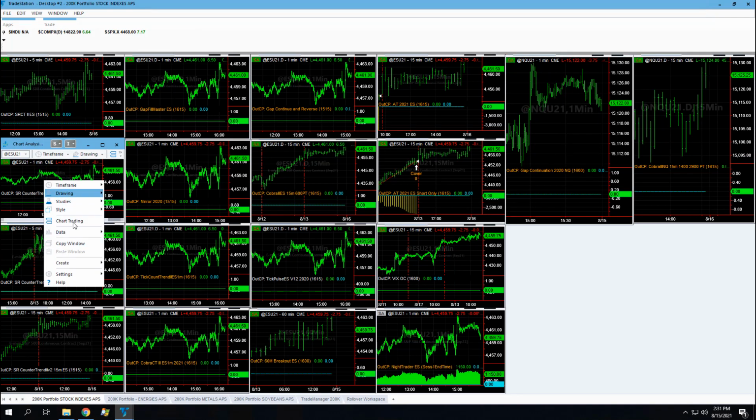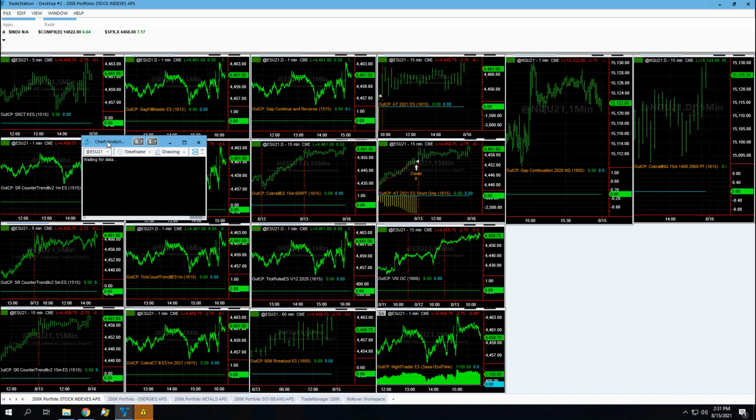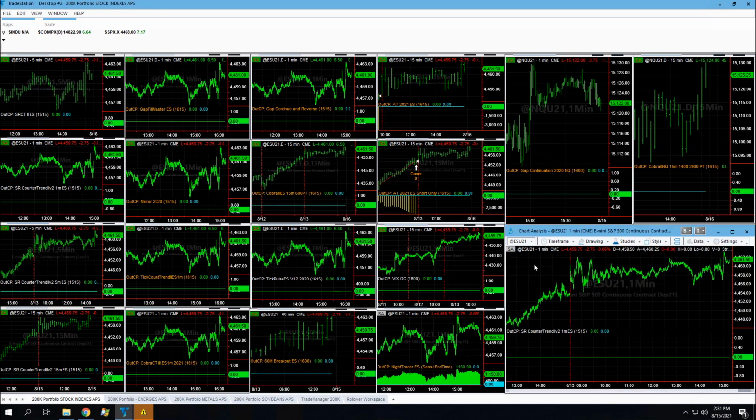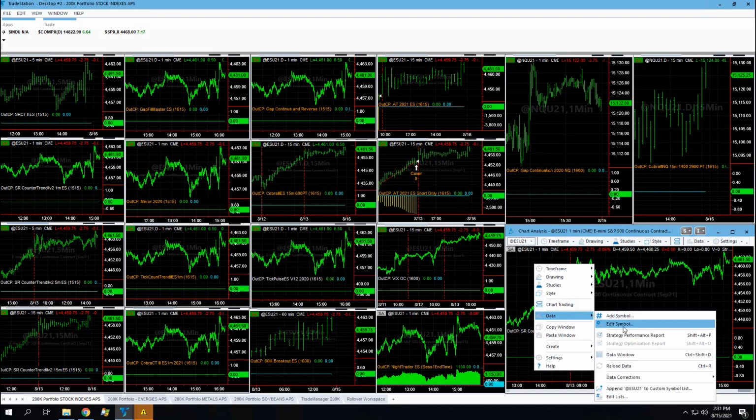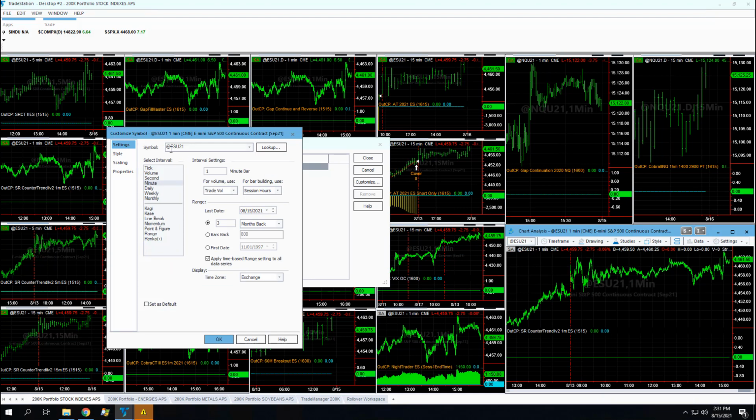Copy the window. We're going to paste it here. And we're going to change the symbol to NQ. I'm going to expand this. And we're simply going to change the symbol to NQ. Right click, data, edit symbol, and change this to NQ U21.